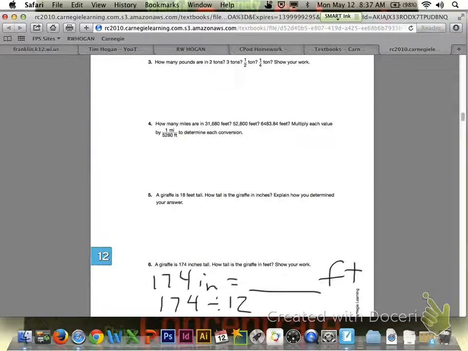And finally, number 6, a giraffe is 174 inches tall. How tall is the giraffe in feet? And again, make sure that you show your work. We are going from a small unit of measure to a larger, just the exact opposite of what we did in number 5. Now we're going inches to feet, so we should know that we have to divide. There are 12 inches in a foot, so when you divide 174 divided by 12, you're going to get 14.5 feet for your answer.